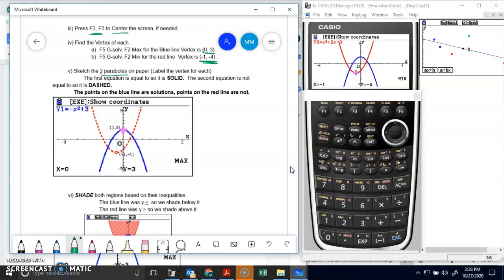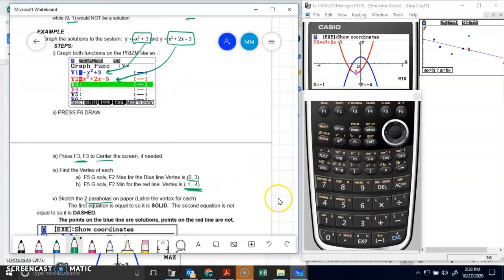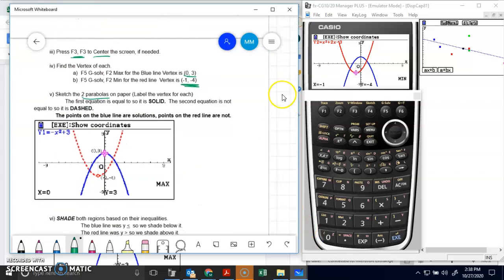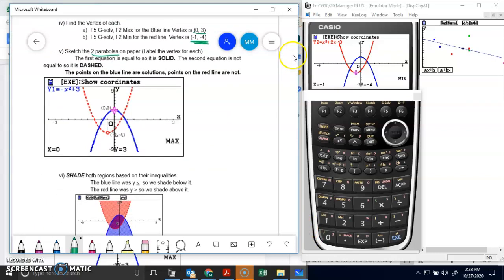So now I'm going to sketch the two parabolas, making sure that one of them, the red one, is dashed, because the red one, the second equation, notice, was not equal to. It was just greater than. The blue one, the first one, is equal to. So I graph those. Now I did it on the calculator. You're going to do it on paper, so it's going to look something like this.